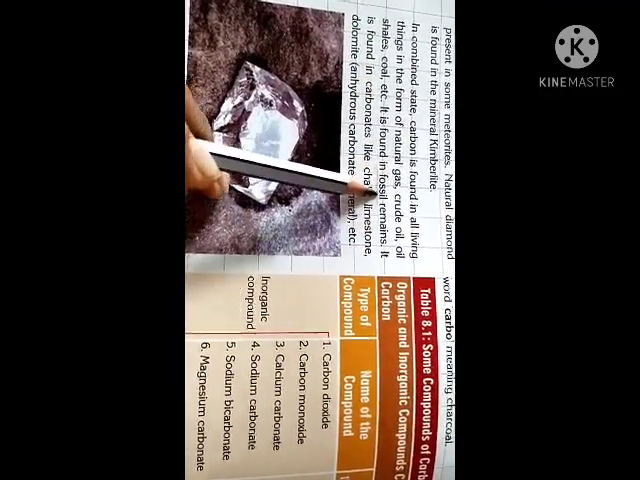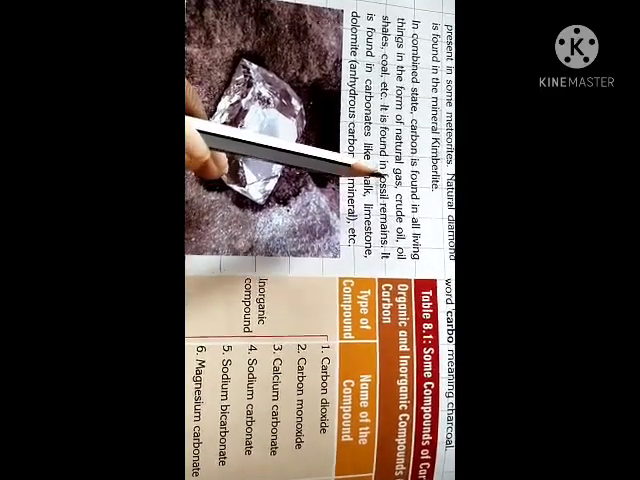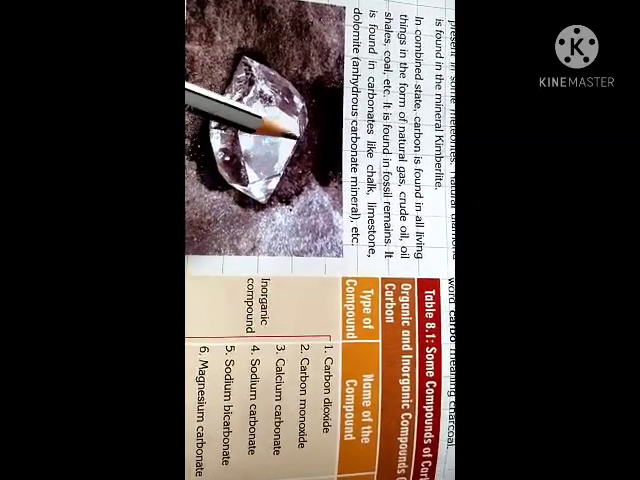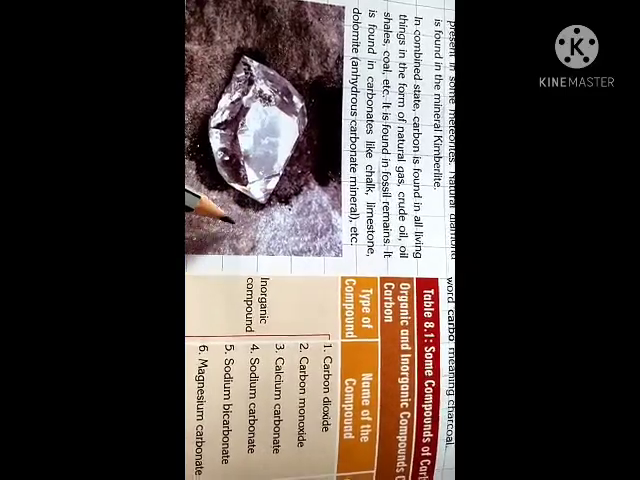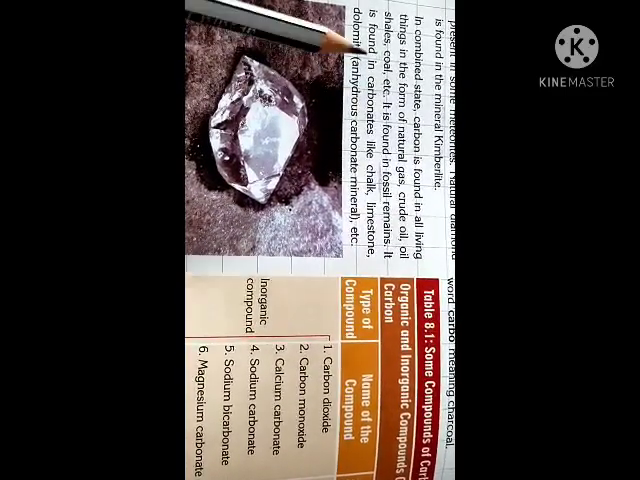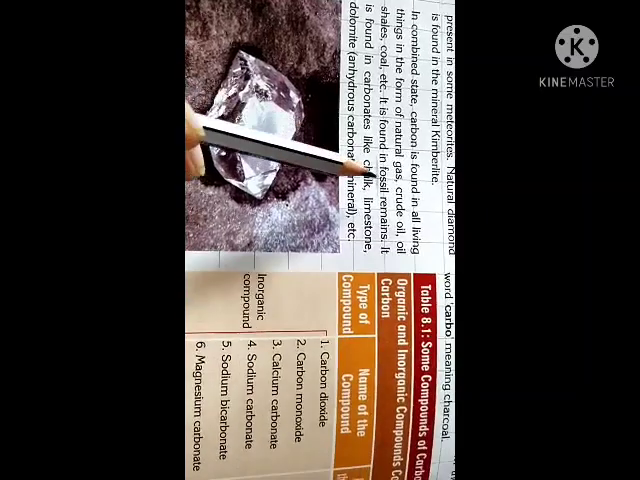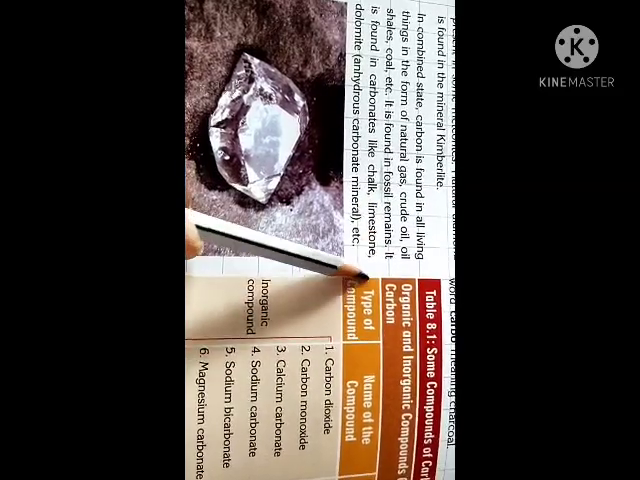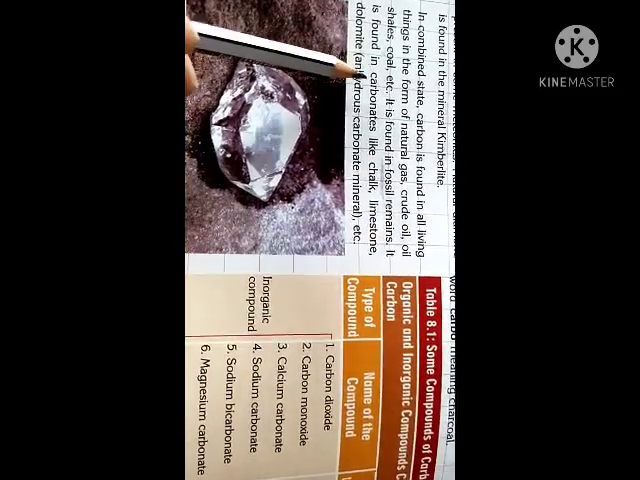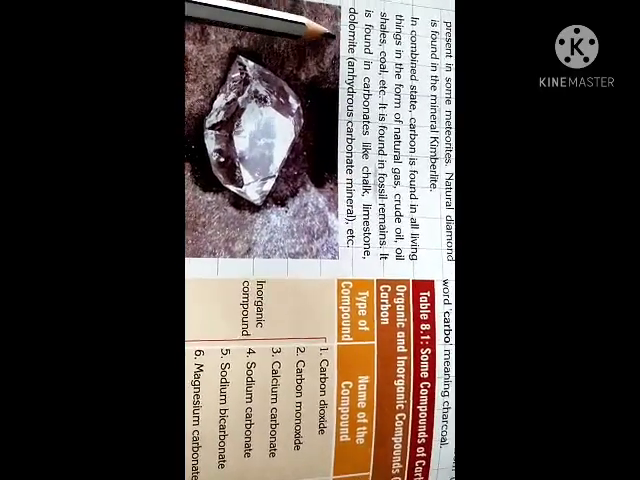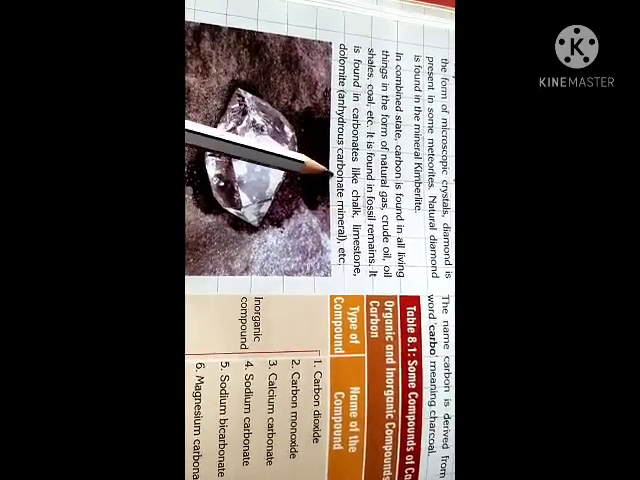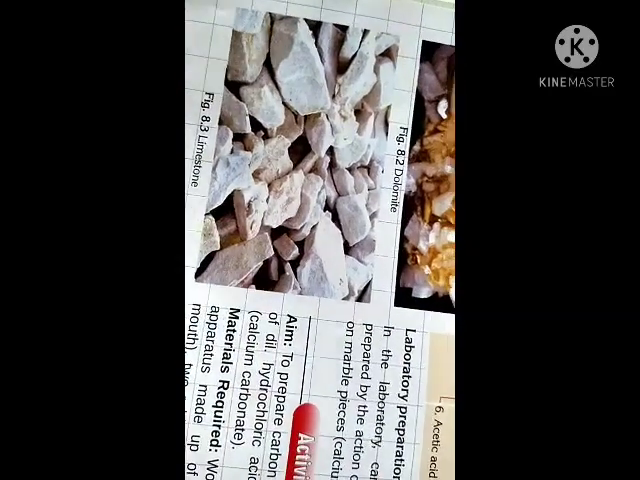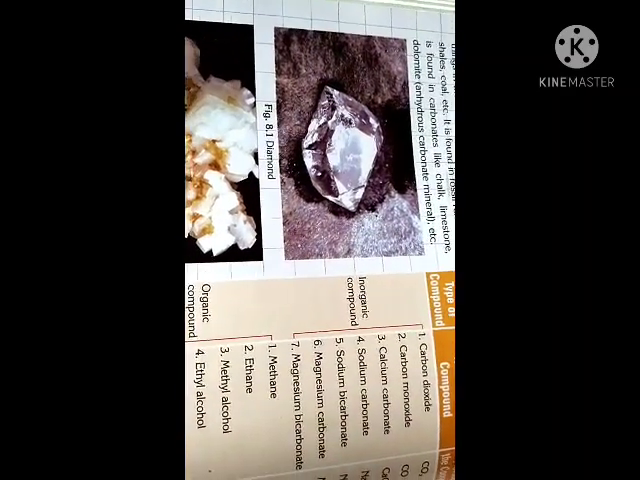Now what is the meaning of fossils, students? Fossils are the substance which is found in the sediment soils. Means if any plant or animal dies, after a few years it gets sedimented inside the soil, and the fossils which we find of that are known as the fossil remains of that living organism. Okay, it is found in the carbonates like chalk, limestone, dolomite, anhydrous carbonate minerals. So here you can see diamonds, dolomite, limestone, they all are forms of carbon.